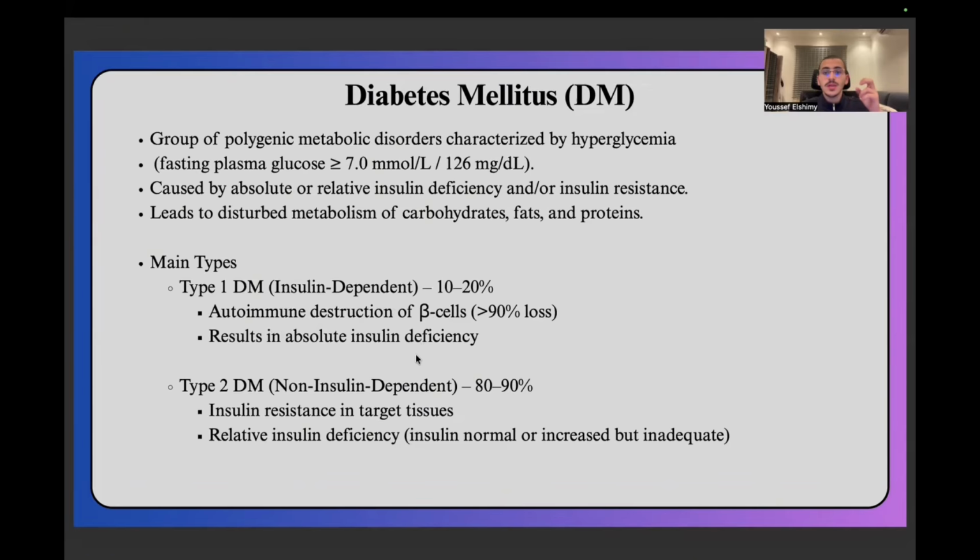On the other side, you have type 2 diabetes, which is non-insulin dependent. It means that lack of insulin is not what causes the hyperglycemia. On the contrary, insulin resistance is what's causing this hyperglycemia. And it is 80 to 90% of patients who have diabetes. There's insulin resistance in target tissues, and there's relative insulin deficiency. So insulin could be normal or increased, but inadequate because there's increased insulin resistance.